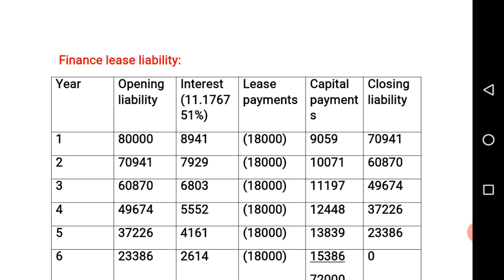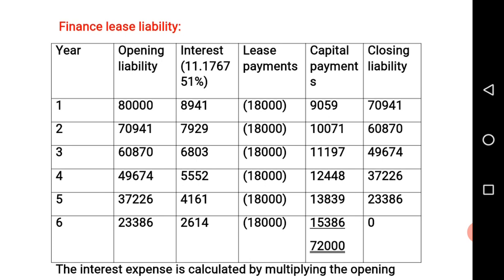So now we know the capital part, we know the interest part. The closing liability was gotten by 80,000 naira, the opening liability, plus the interest part, 8,941, less the lease payments. How much have we paid out of all our debt? We paid 18,000 naira in year 1. So it gave us a balance of 70,941. Now the interest part is to be paid, it is adding to your debt, which will be paid at the end of each year. So we move it on and on.